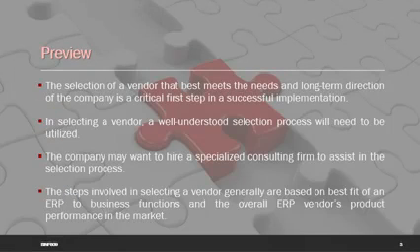In this lecture, we will cover from the beginning to best position how a company could implement an ERP successfully. Once the decision or case has been made to replace the existing applications or systems, the initial step involves the purchase of an ERP system. The selection of a vendor that best meets the needs and long-term directions of the company is a critical first step in a successful implementation.